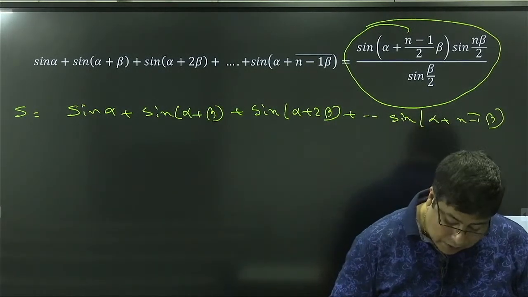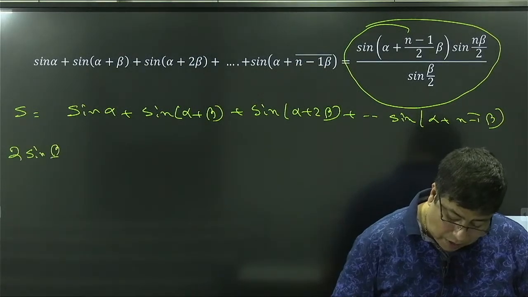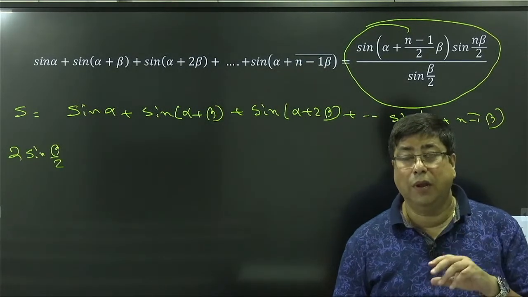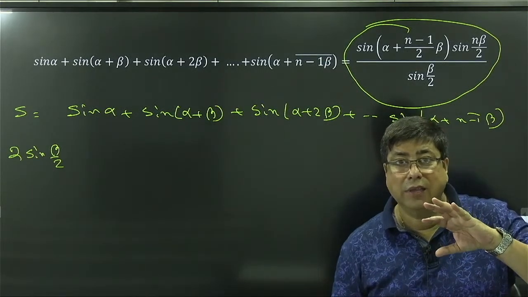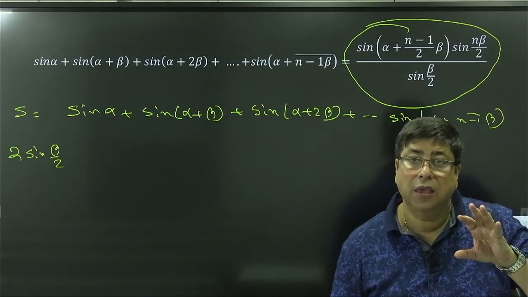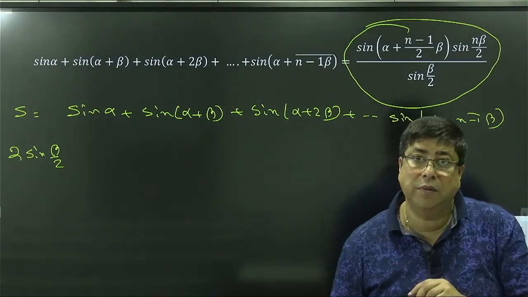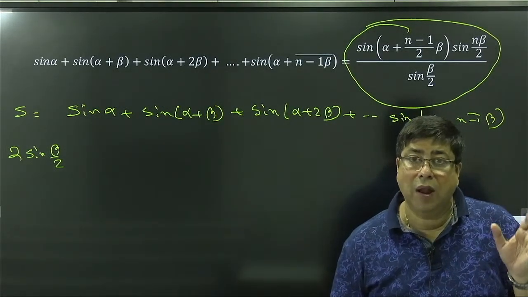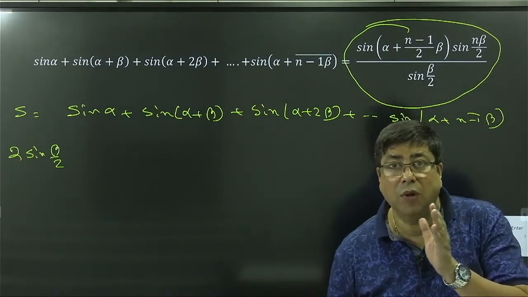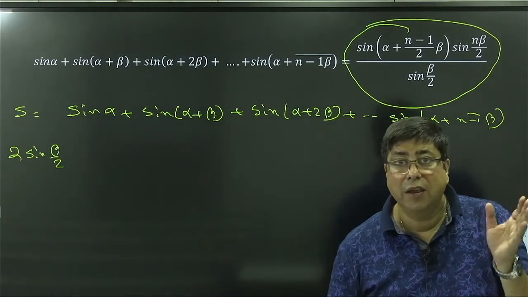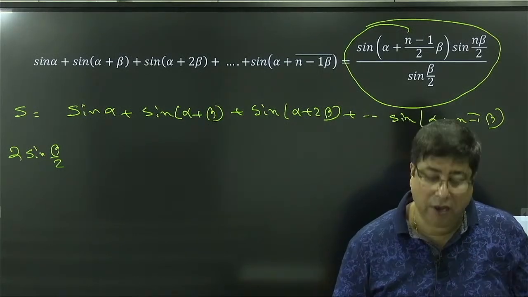Let us multiply S by 2 sin beta by 2, because actually what should our target be? The target is to apply 2 sin((c+d)/2) sin((c−d)/2) = cos c − cos d, so that the terms continuously cancel, remaining only the first term and the last term. That should be our target.